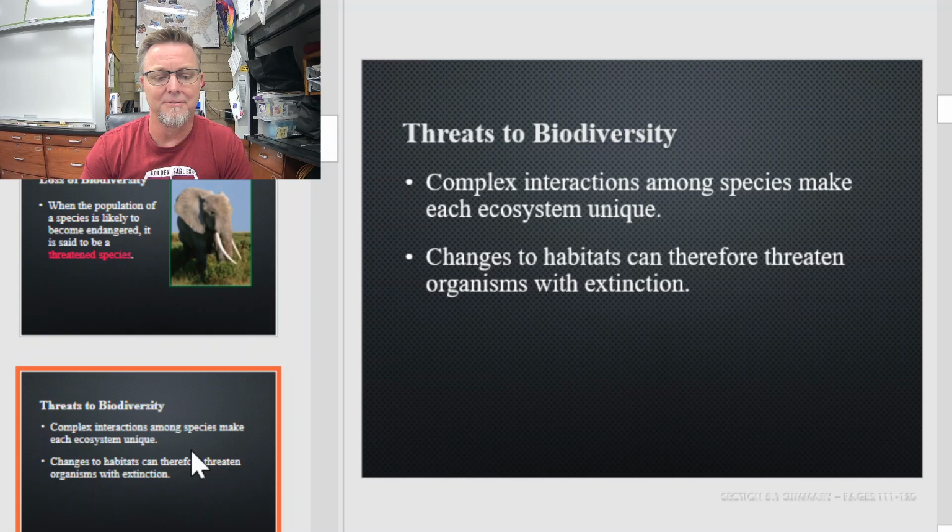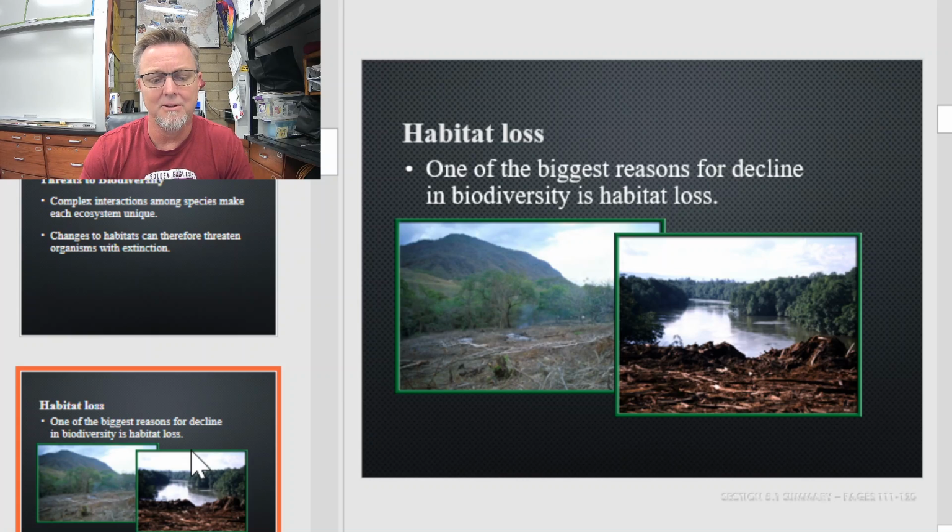So threats to biodiversity can be really complex. There's all kinds of different things that can cause biodiversity to disappear. Complex interactions among species make each ecosystem unique. And at the end of the day, probably the biggest threat to biodiversity is loss of habitat. If you don't have a place to live, well, then you're not likely to reproduce in large numbers or survive yourself for very long. Habitat loss is one of the biggest reasons for the decline in biodiversity.